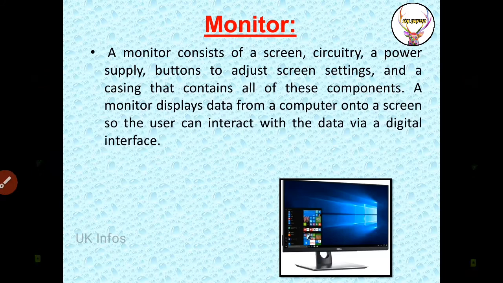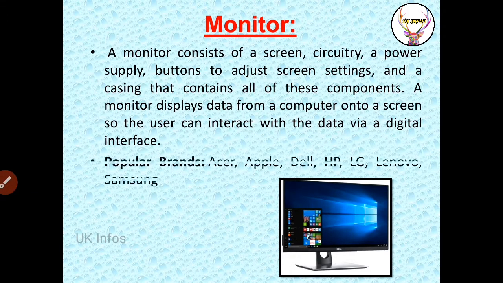A monitor consists of a screen, circuitry, a power supply, buttons to adjust the screen settings, and a casing that contains all of these components. A monitor displays data from a computer onto a screen so the user can interact with the data via a digital interface. Popular brands are, for example: Acer, Apple, Dell, HP, LG, Lenovo, and Samsung.